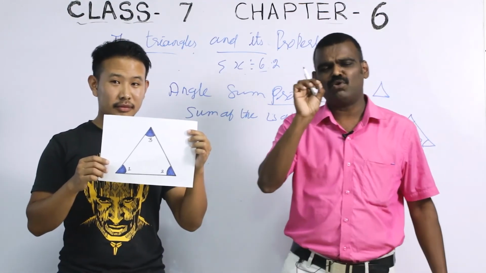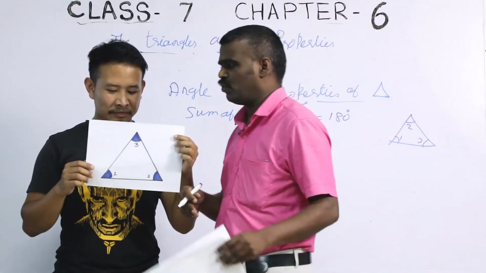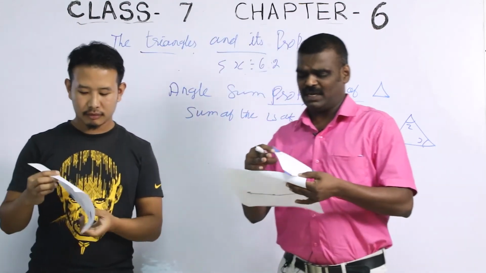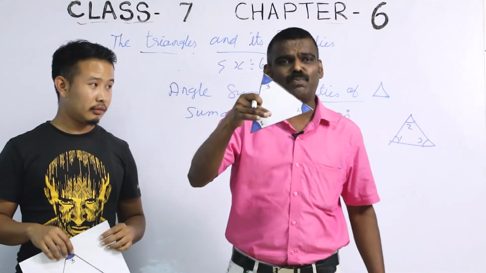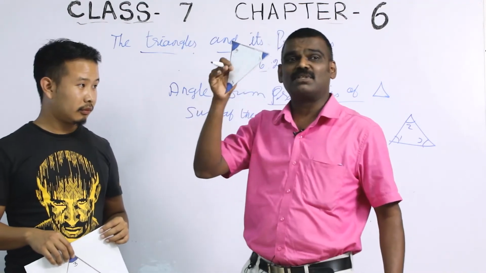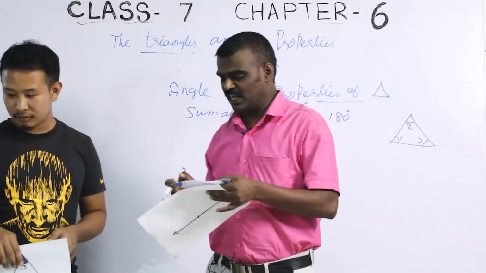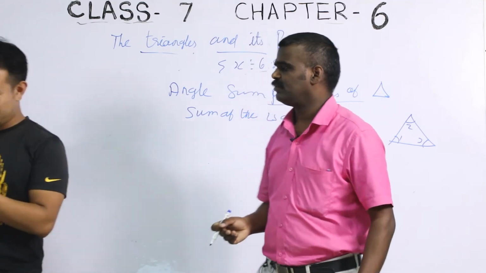Now, we are going to do a small activity. Actually, it is a practical question. In another paper, we have cut out the triangles. Now, we are going to prove whether the sum of the angles of the triangle is 180 degrees or not. Mr. Charles, can you cut these angles into 3 separate angles?